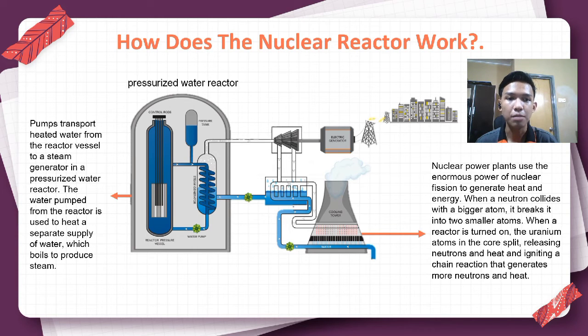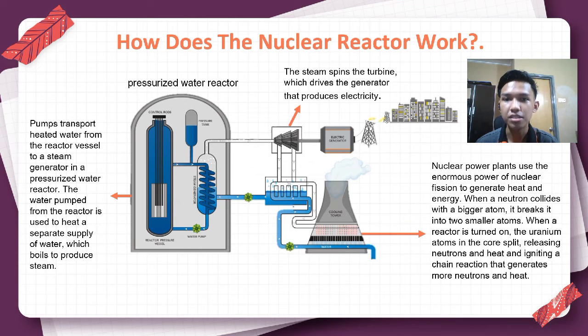The second step happens at the pressurized water reactor. Pumps transport hot water from the reactor vessel to a steam generator. The water pumped from the reactor is used to heat a separate supply of water, which boils to produce steam. And the last step, the steam spins the turbine, which drives the generator that produces electricity.